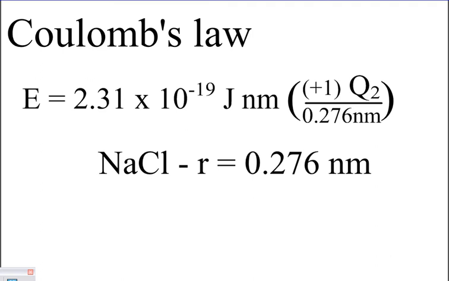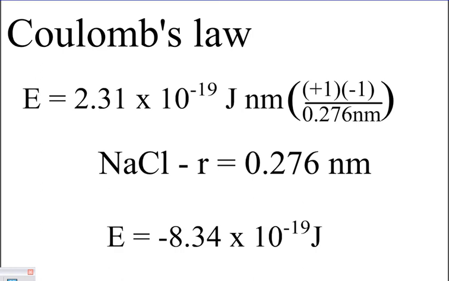The charge of the first ion is 1 positive. Charge of the second ion is 1 minus. So plus 1 times minus 1 is minus 1. Minus 1 over 0.276 is negative 3.6. Negative 3.6 times 2.3 times 10 to the negative 19 is negative 8.34 times 10 to the negative 19 joules. That negative value indicates that it's an attractive force. Therefore, the ion pair has lower energy than the separate ions.